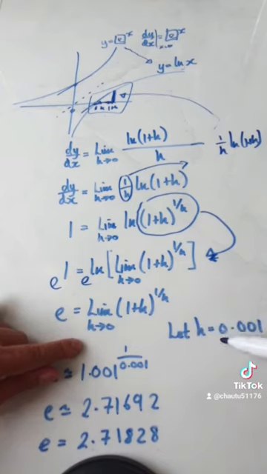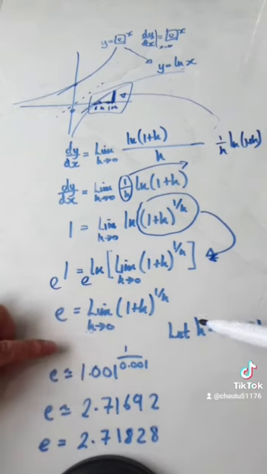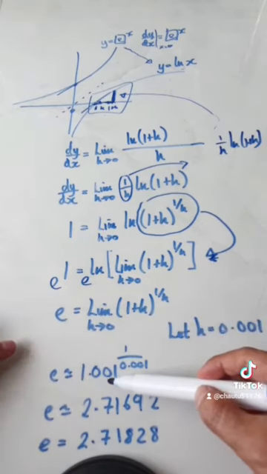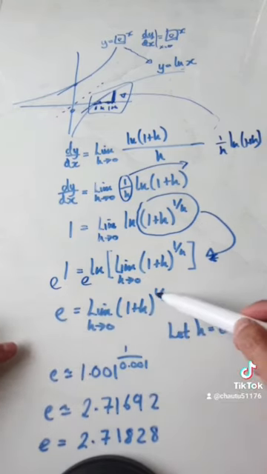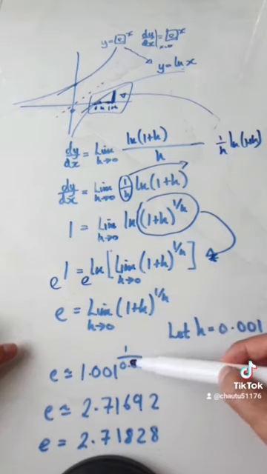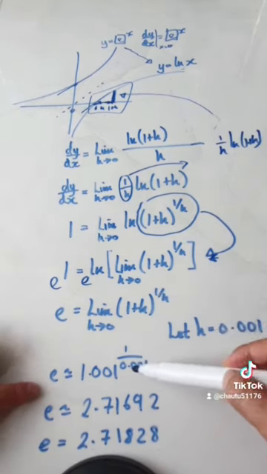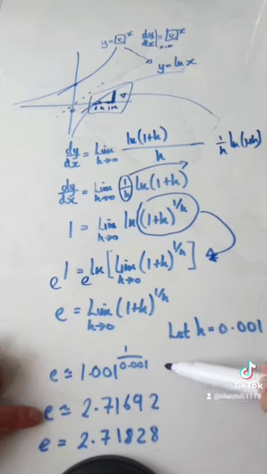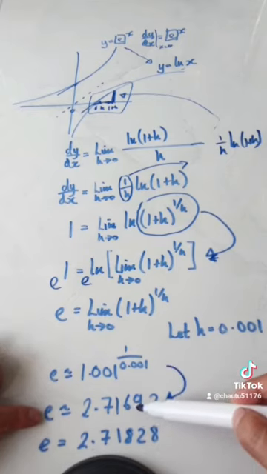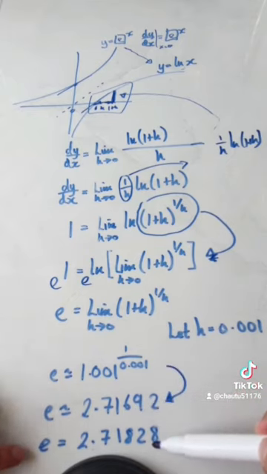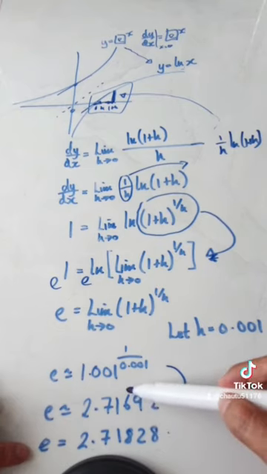So let's just say h equals 0.001. Give it a small number. So 1 plus 0.001 would give you this, to the power of 1 over h. Jump to your calculator, it will give you this number. So this is a good approximation of the number e. The true answer is this number here. So you can see there's only a slight difference between the two. Okay.